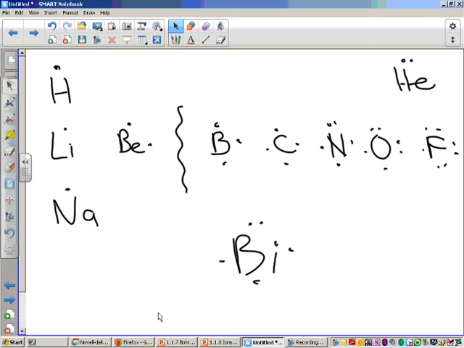We can't really draw Lewis diagrams, again, simply of the transition metals, so I won't be asking you that type of thing. Groups 1 and 2, and then 13 to 18.